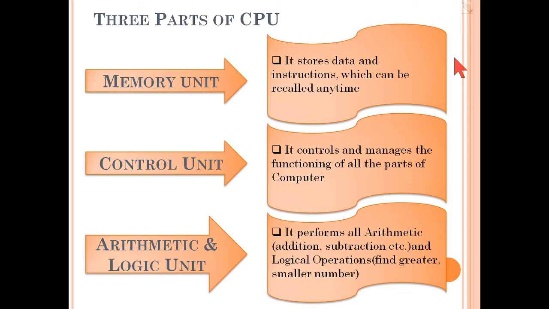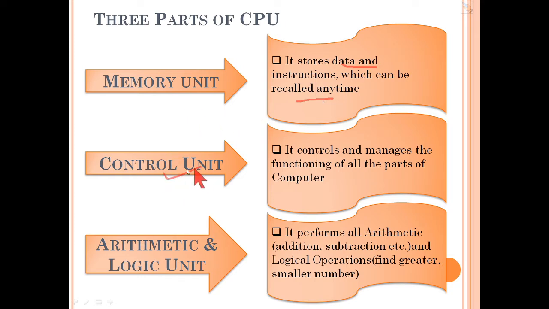So we have various parts of the CPU. Whatever work the CPU is doing is divided into three parts. First one is the memory unit. As the name suggests, memory unit. It does the work of storing the instructions, which can be recalled in time. The memory unit stores data so that whenever you need it, you can recall it or open it again whenever you want.